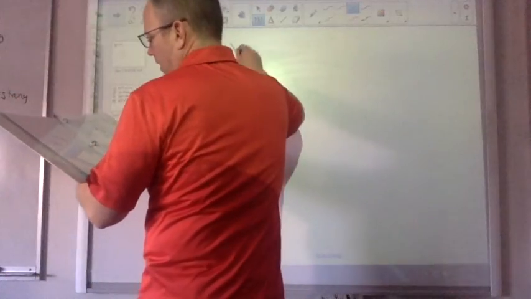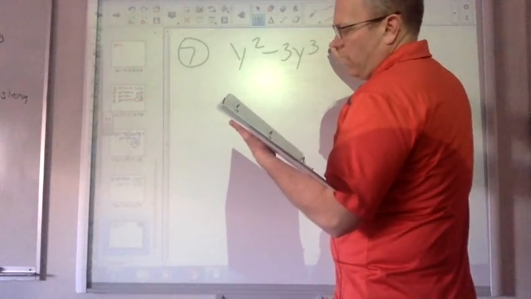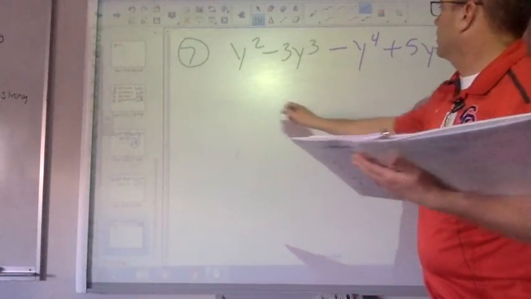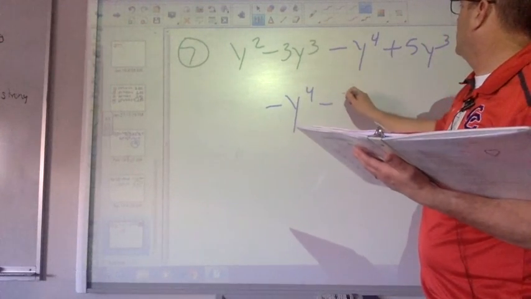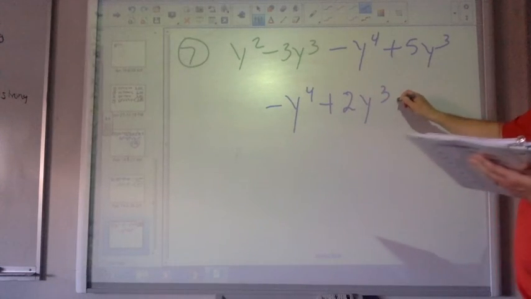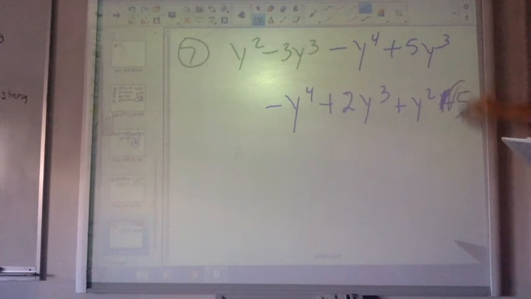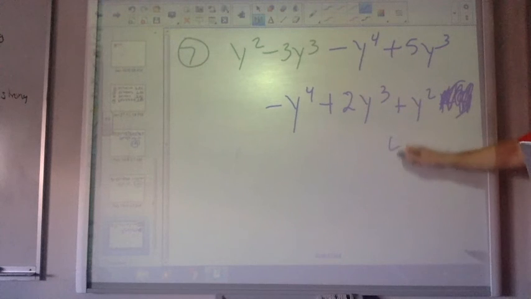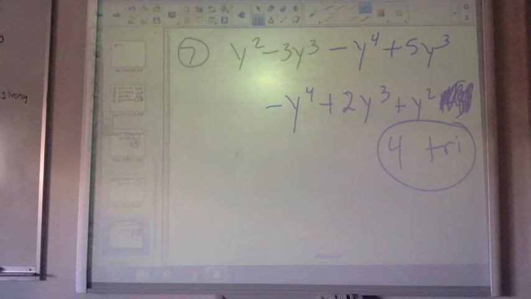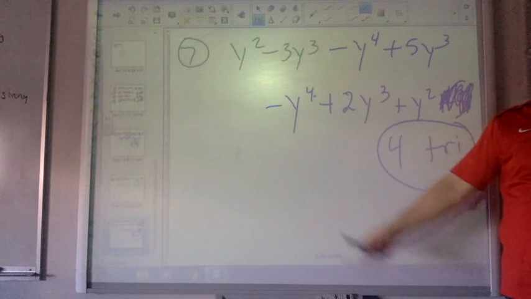All right, number 7. Yeah, we'll take a look. And the ones that are in blue, I had to change both signs. Combine like terms, so I get negative y to the fourth plus 2y to the third plus y squared plus 5. So this is a 4th degree trinomial. Oh wait, so when you say 4th degree, what are you saying? That's the exponent. So when I call it a degree, that's the highest exponent.